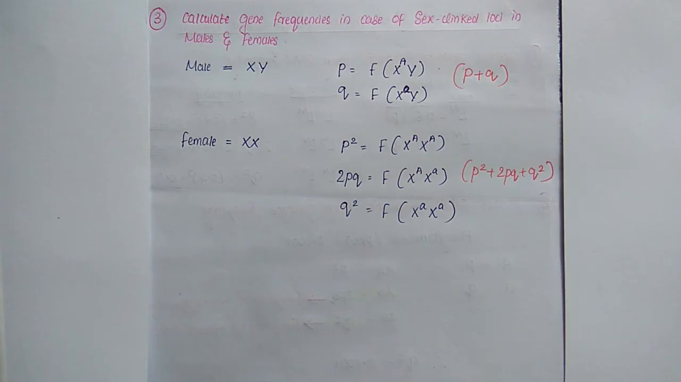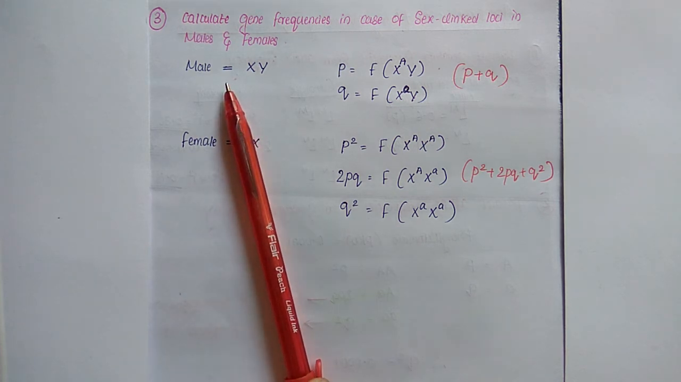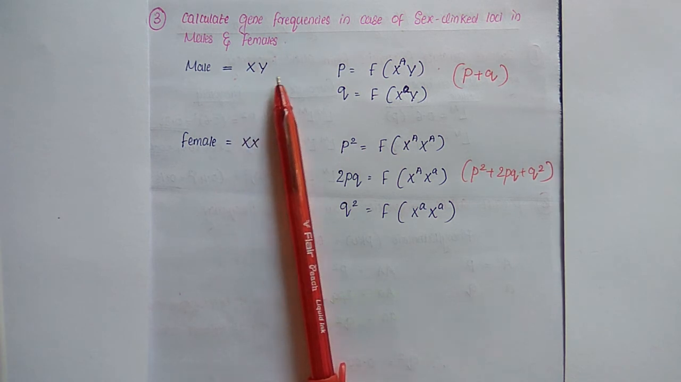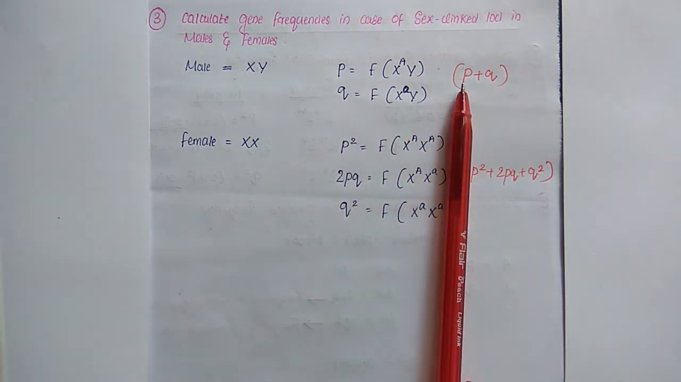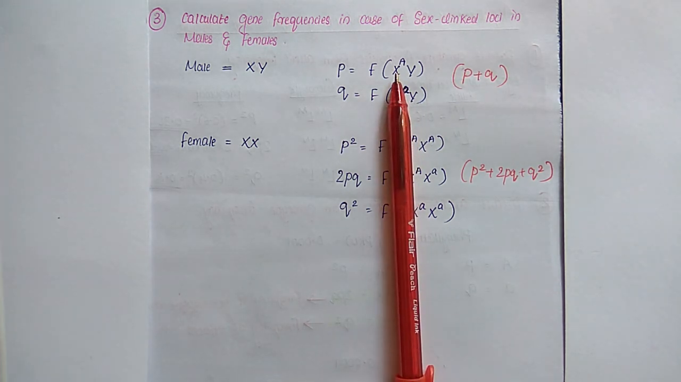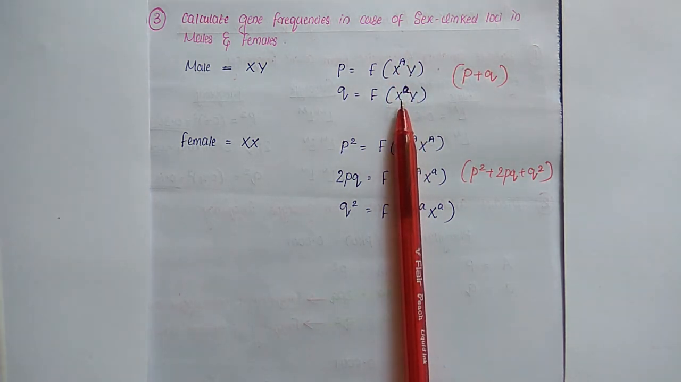The third application is that the Hardy-Weinberg law can be used for calculating the gene frequency in the case of X-linked loci in males and females. For the males, there are two chromosomes, the X chromosome and the Y chromosome, and the frequency of the male genotype is p plus q. The figure shows here the X chromosome carrying the dominant allele, and here the X chromosome carrying the recessive allele.